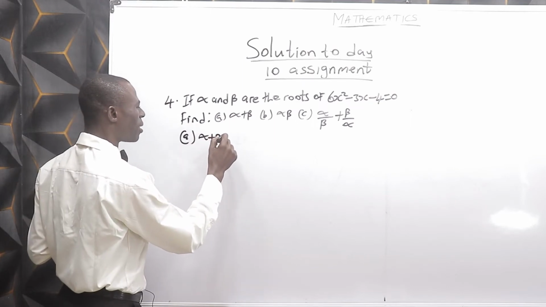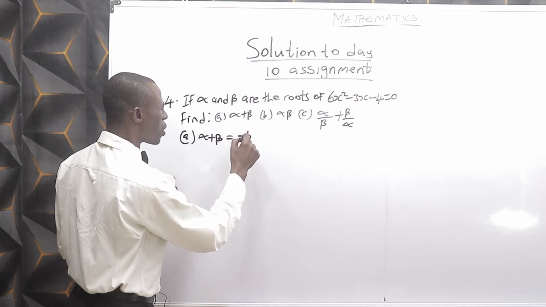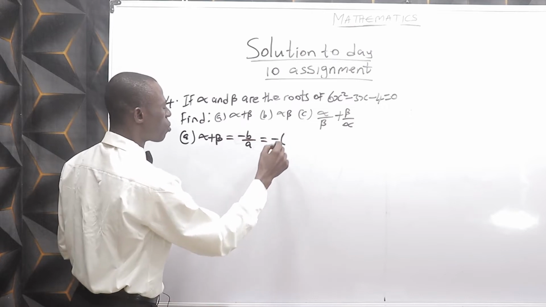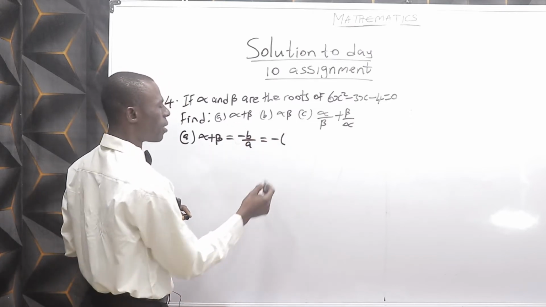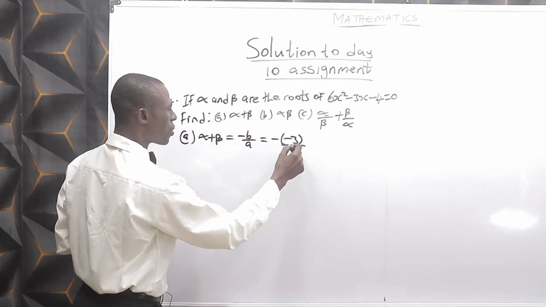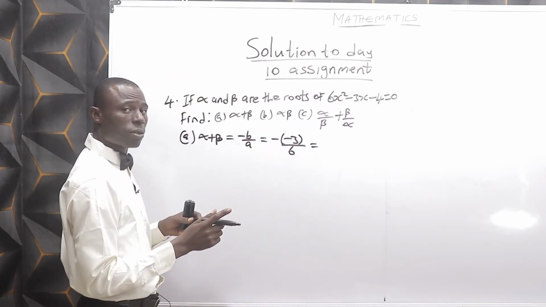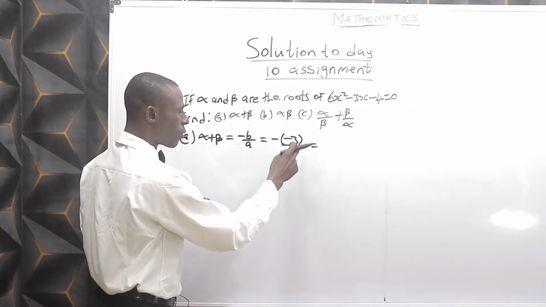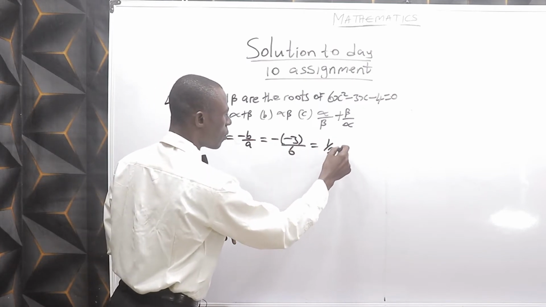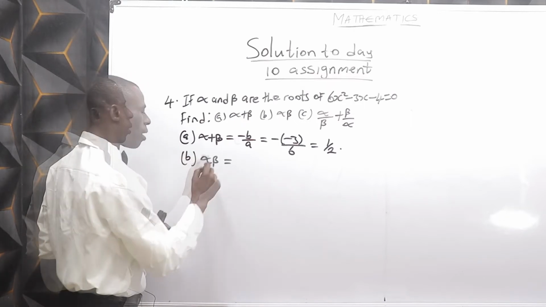alpha plus beta is the sum of the roots, which means minus b over a, which is minus into, what is your b here? The b here is minus 3. The a here is 6. And finally, minus times minus is plus. So we have plus 3 over 6. 3 divided by 6 is half. That is the sum.